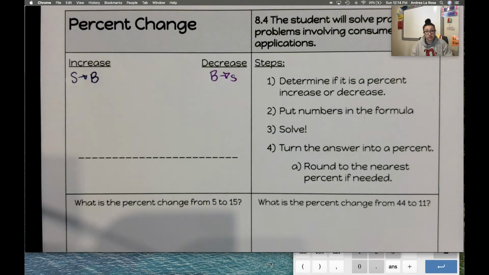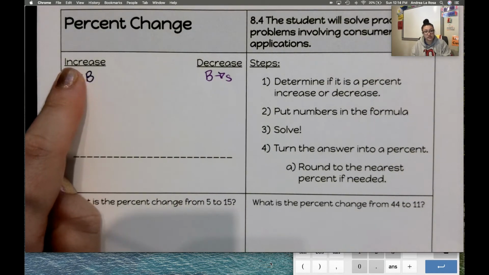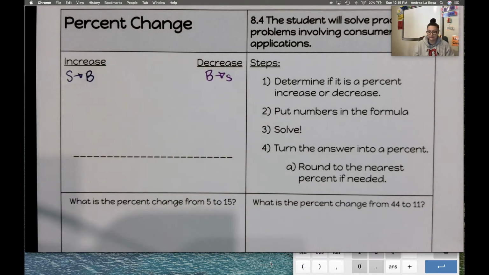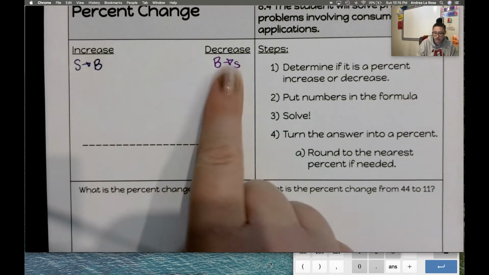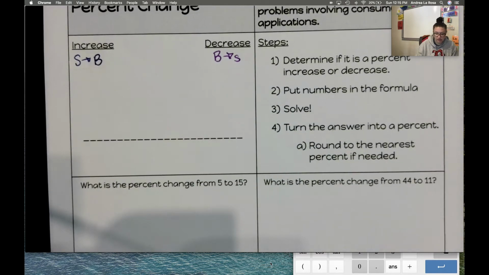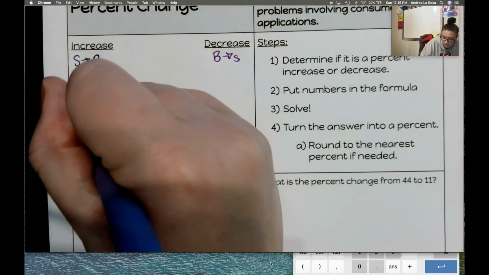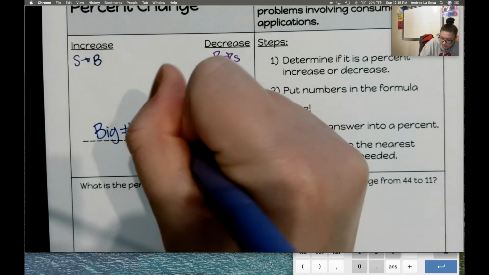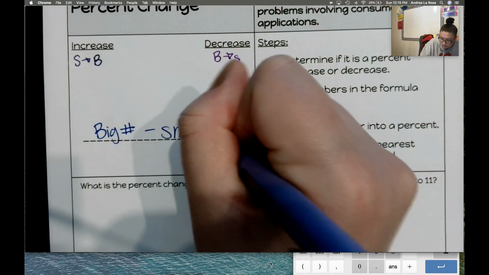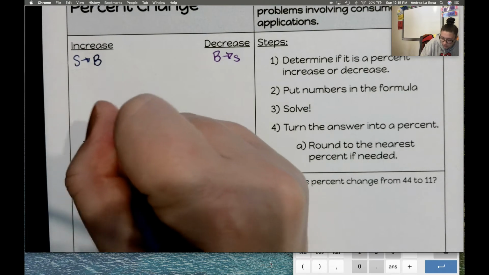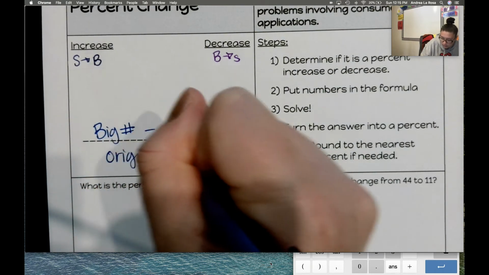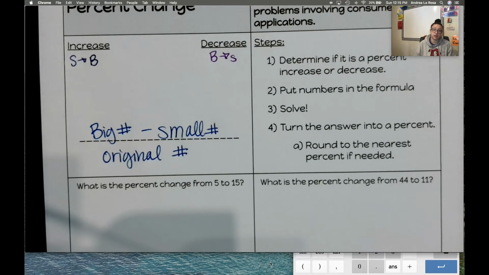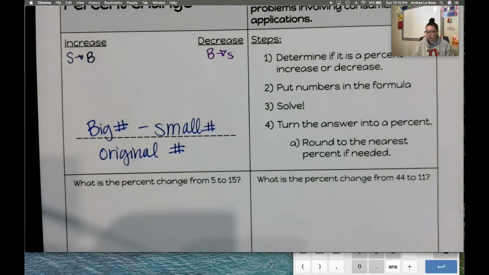It's really nice with the formula. It doesn't matter if it's increase or decrease, it's still going to be the same formula. It's going to be your big number minus your small number over your original number.